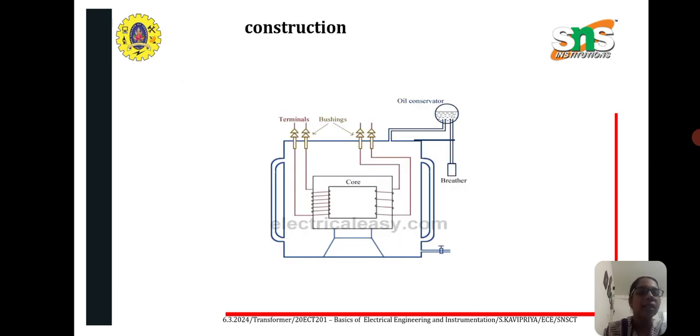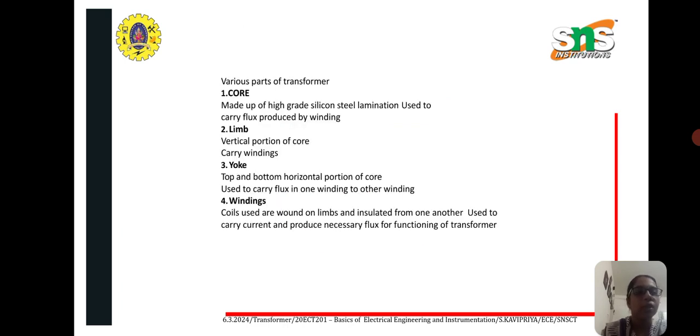Next is the construction of a transformer. It consists of an oil conservator, breather, terminals and bushings. So we can see what are all the parts involved in the transformer.